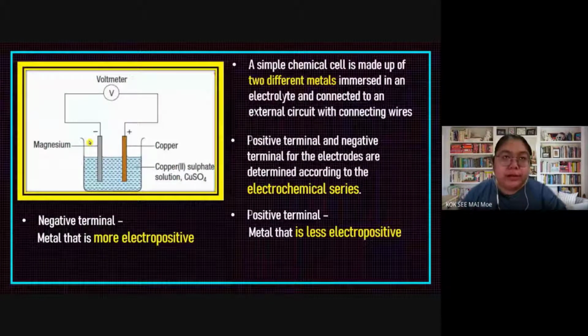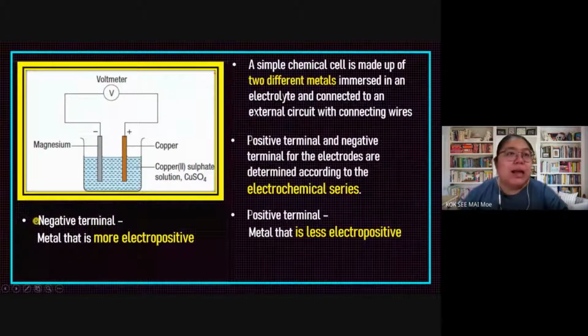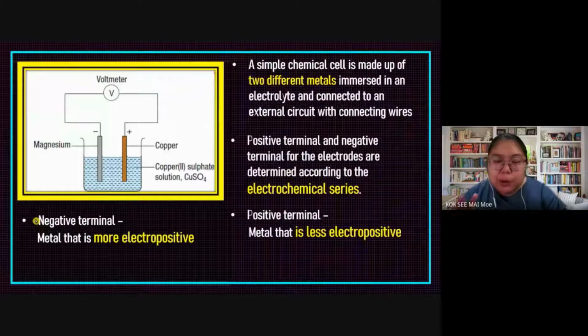Okay, so we have the reason why we need to choose like this. Remember the first step when you want to set up a chemical cell: the more electropositive, more reactive one, we put at the negative terminal. Then the less reactive one we put at the positive terminal. Then after that, we immerse both into the electrolyte.